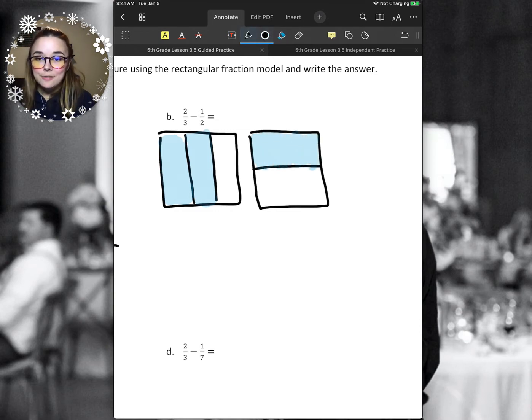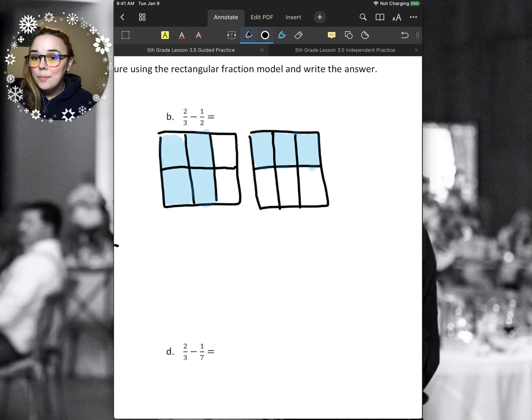And again, I need to find my common denominator. So I know that if I multiply 2 times 3, I get 6. So that means that I'm going to be working in sixths. So in order to get sixths, I'm going to divide my thirds in half and my half into thirds. So now I have 4/6 and 3/6.